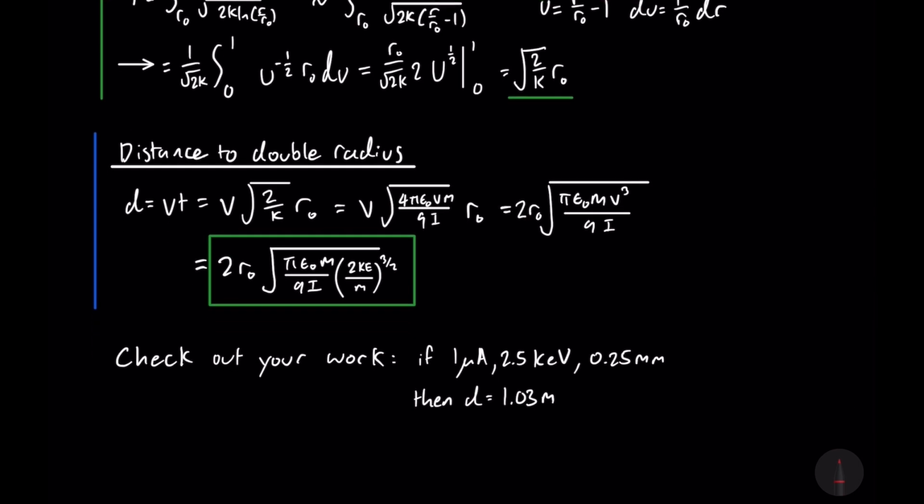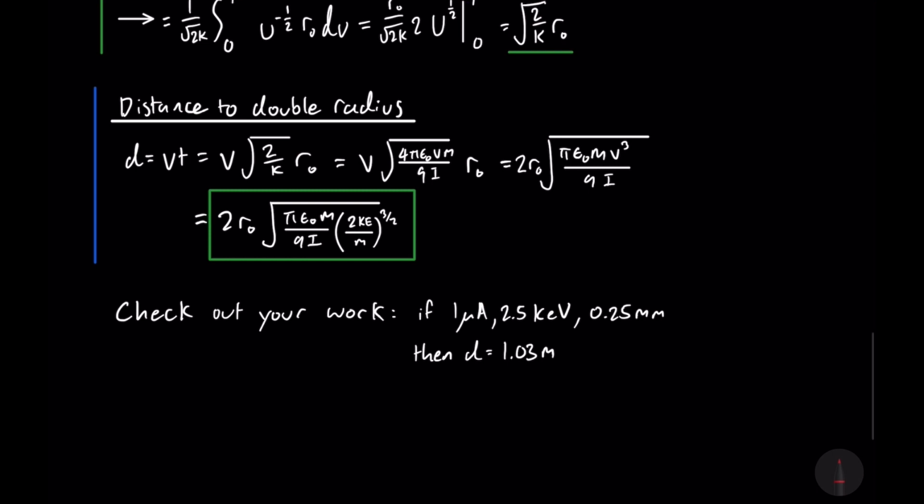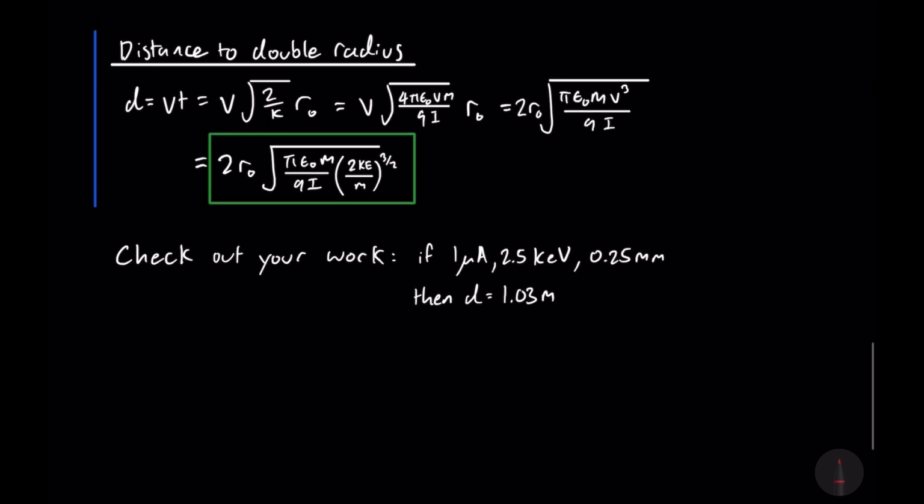Now all we have to do is multiply that by the velocity of the particle, since we know that collisions don't really matter. After you multiply this and substitute all of the values that you know, you'll get this final formula. That is going to be the answer. If you check your work by plugging in 1 microamp, 2.5 keV, and 0.255 millimeters, you'll get a distance of 1.03 meters. You can check your work with that, and you can also check it with other values later on.